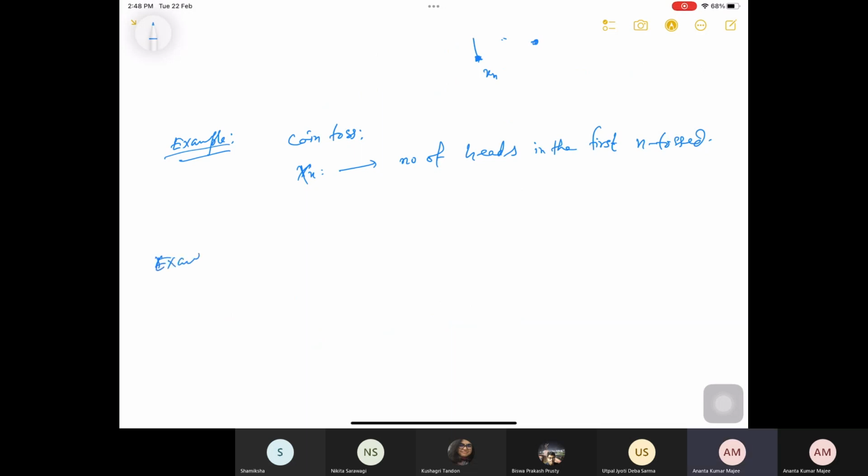Another example I will try to give you is called a simple queuing model.